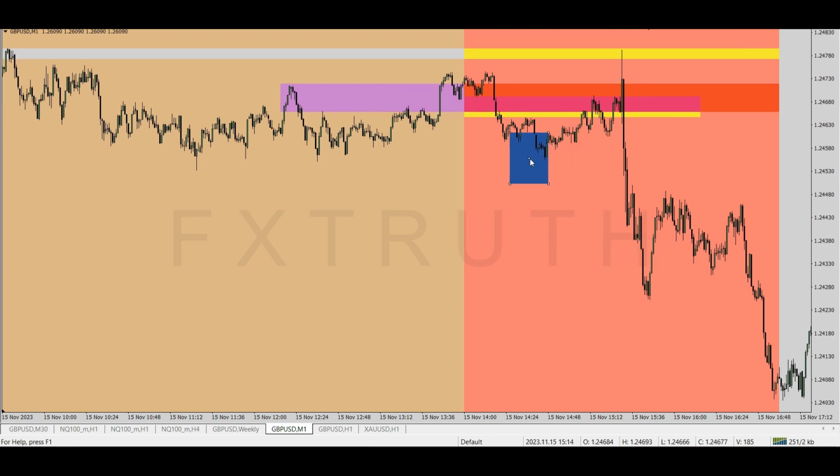But those of you that waited, trying to use this particular low after this deeper retracement into the fair value gap, you'd have been spared. But let's take the scenario of those of you that got wicked out.